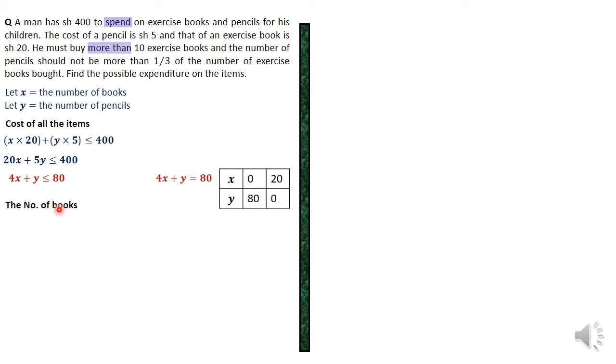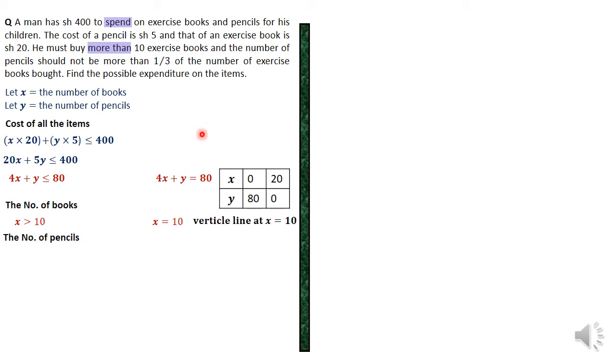We move on to another one, the number of books. We've been told that he must buy more than 10 exercise books. So we're told x must be greater than 10, strictly so. And that gives us an equation, x = 10, and obviously that's a vertical line at x = 10.